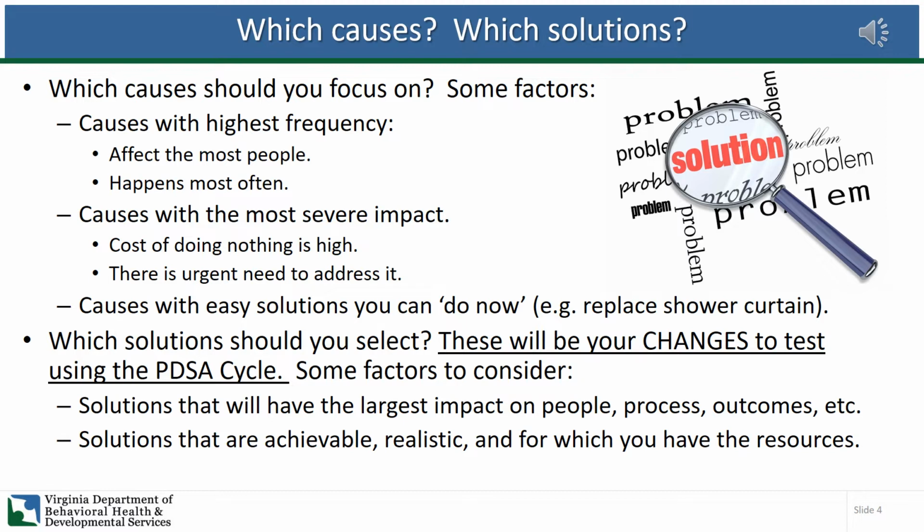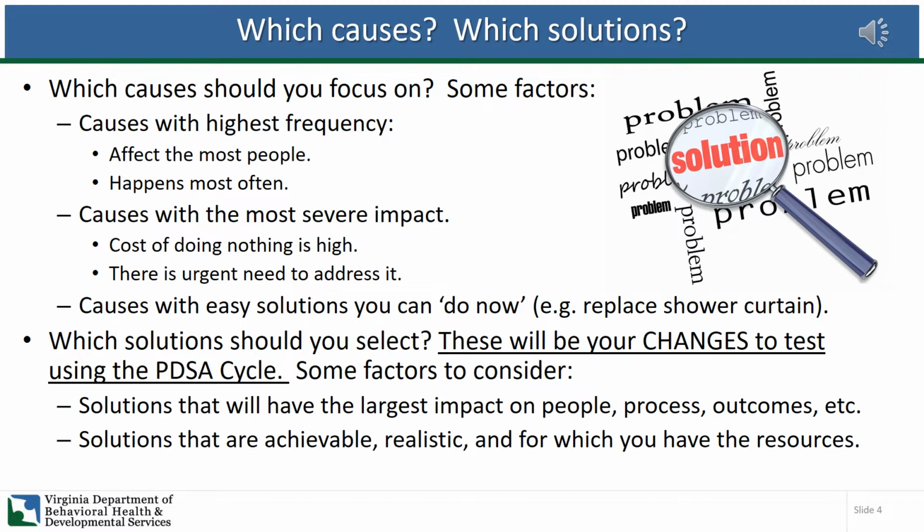This would be causes where the cost of doing nothing to address that cause is high, or there is an urgent need to address it. An example of this would be in the example we looked at of causes of level 2 and level 3 falls. There was a relatively low occurrence of the cause that individuals' fall plans were not being followed, but the cost of not addressing that may be high. So perhaps the team would decide there is an urgent need to address that, even though the frequency was low.